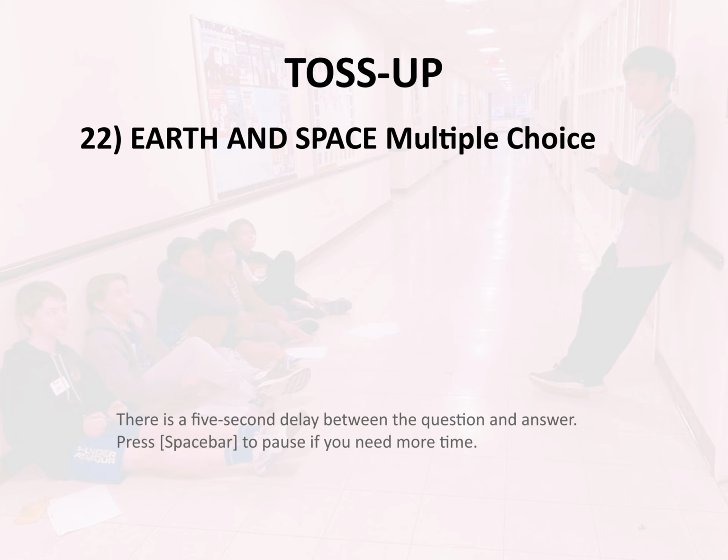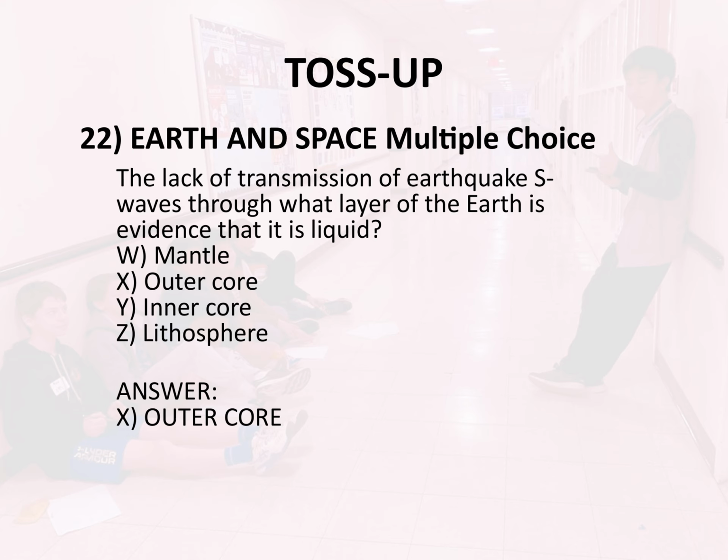Toss-up 22. Earth and space. Multiple choice. The lack of transmission of earthquake S waves through what layer of the Earth is evidence that it is liquid? W. Mantle. X. Outer core. Y. Inner core. Z. Lithosphere. Answer.